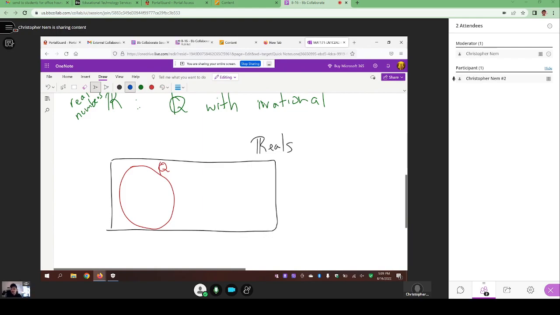Then, inside your rationals, you have integers. Inside your integers, you have your whole numbers. And then inside your whole numbers, you have the small category, natural numbers. And then outside of this circle completely, but still remaining inside the reals, is your irrationals. They're all over here.